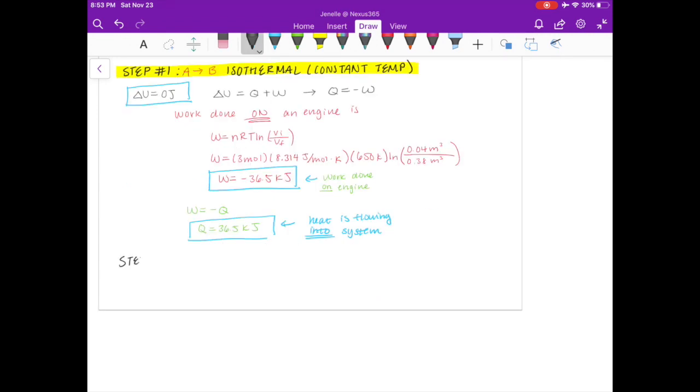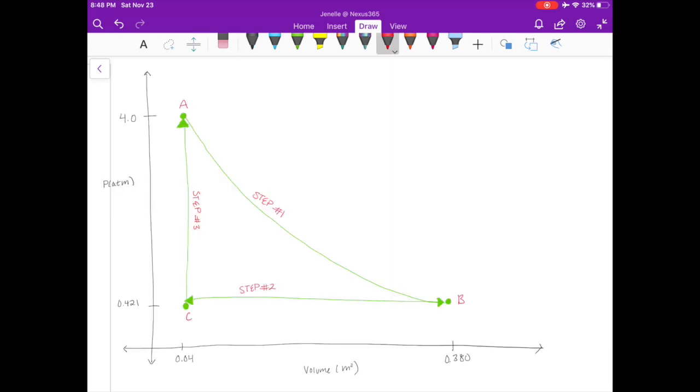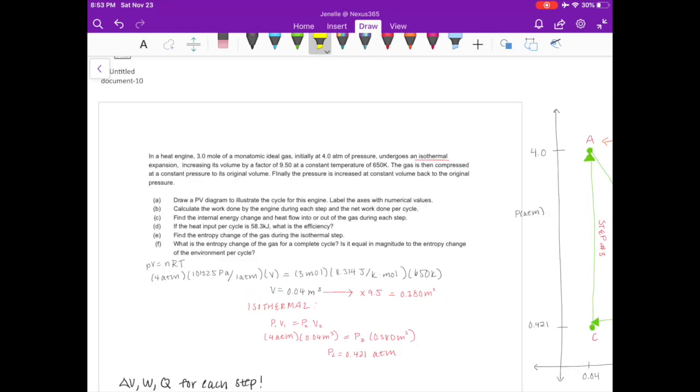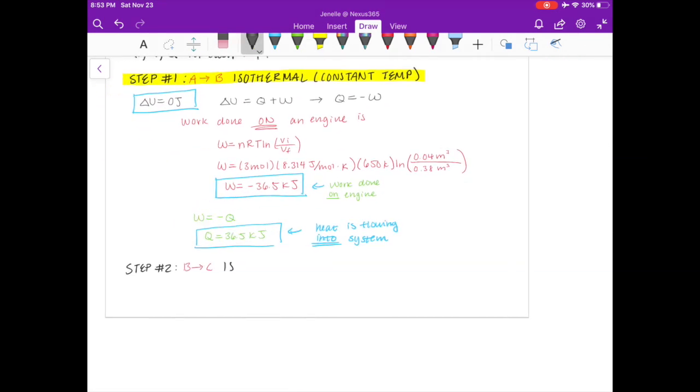Time for step 2. In step 2 of the system, we are going from point B to C on our PV diagram. When we're going from point B to point C, we're keeping our pressure constant at 0.421 atm. However, we're compressing our gas from 0.38 to 0.4 meters cubed. Because we're not changing the pressure of the system, this is considered to be an isobaric step. Iso meaning the same and baric meaning pressure.